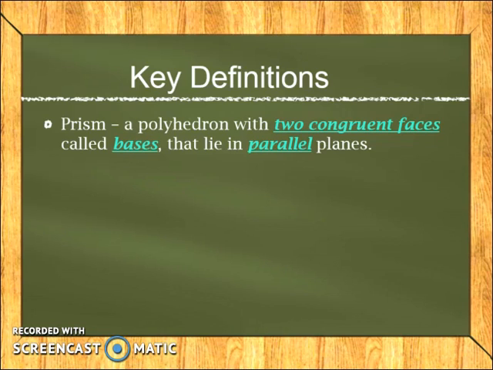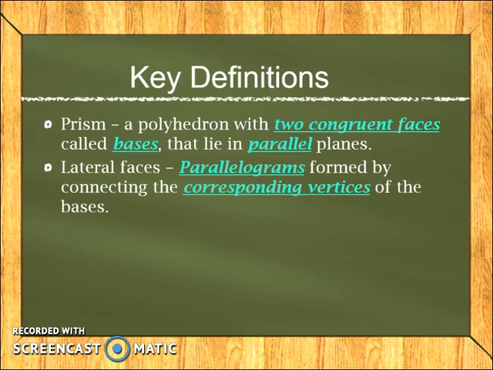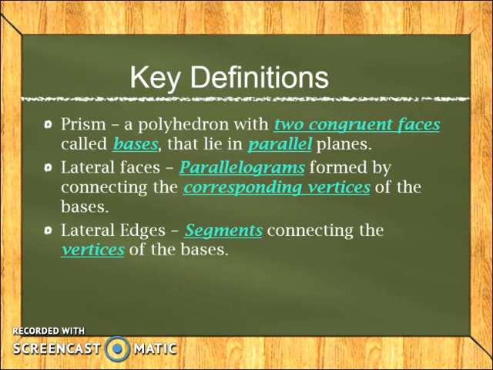So think of it as a 3D shape where two of the sides are specific shapes and the other sides are rectangles. The lateral faces are parallelograms, so quadrilaterals, typically rectangles, formed by connecting the corresponding vertices of the bases. So it's the rectangles that create the prism connecting the bases. The lateral edges are the segments that connect the two lateral faces.